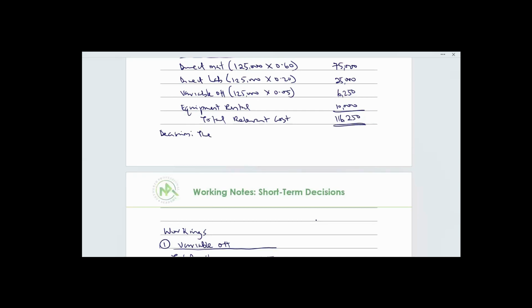The company should purchase the 125,000 boxes.